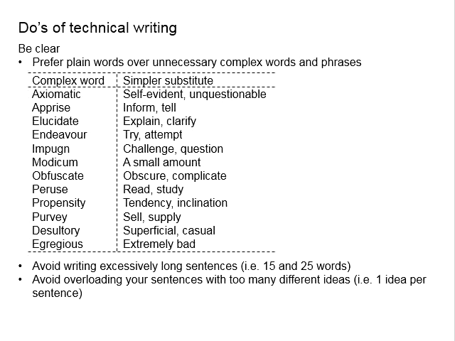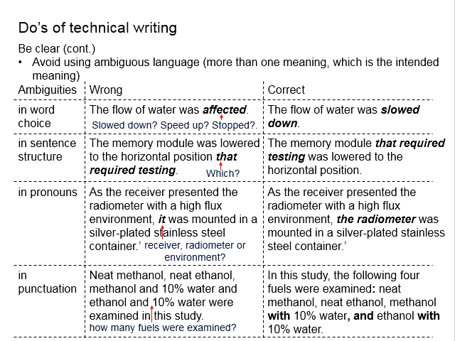In the previous videos, we have covered the do's of technical writing. You need to be clear, where you should use simple words and short sentences so that the information is effectively delivered to the reader. Use one idea per sentence and avoid ambiguous language, without requiring the readers to guess the actual meaning of the sentences.